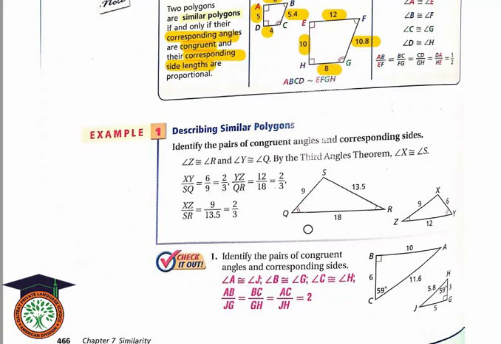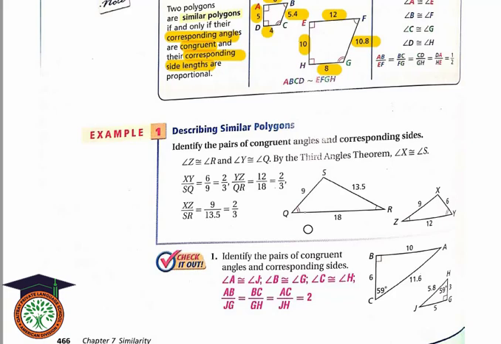It's according to the third angle theorem, which we took before in the first quarter: if I have two angles in one triangle equal to two angles in the other triangle, the third angle must be equal. So angle X is congruent to angle P by the third angle theorem. Remember the third angle theorem: when two angles of one triangle are equal to two angles of another triangle, the third angle must be equal.